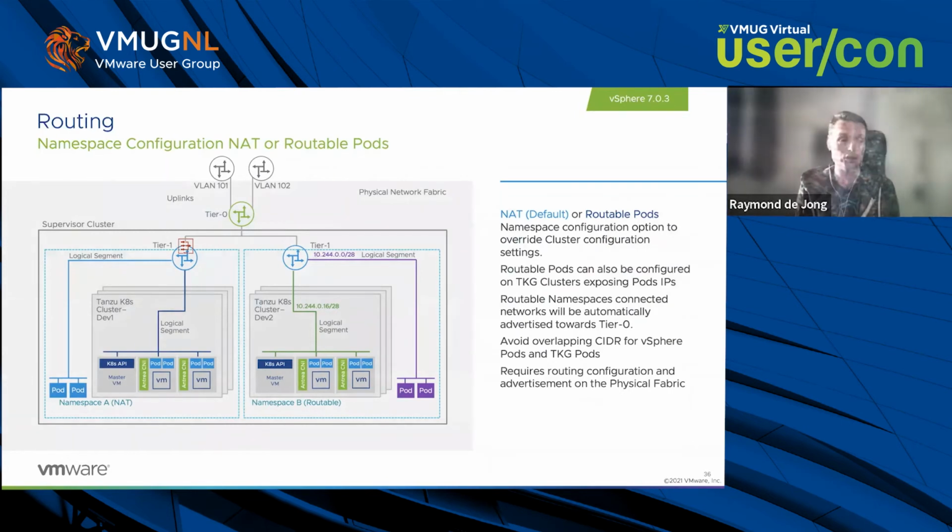Again, the same considerations and advice count here, as I said earlier. The networks will be advertised to the tier 0, and the tier 0 will advertise them using BGP, for example, to the physical network. So you need to be able to route those IPs and make sure there's no overlapping.